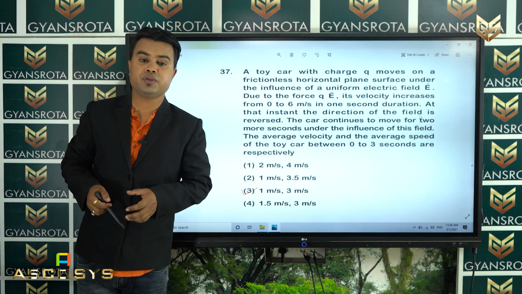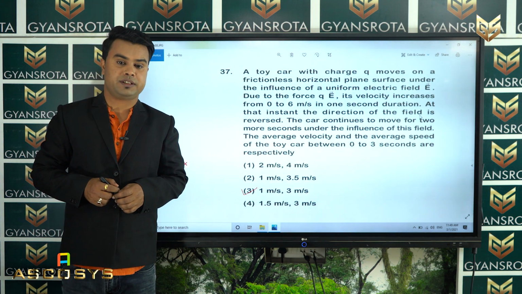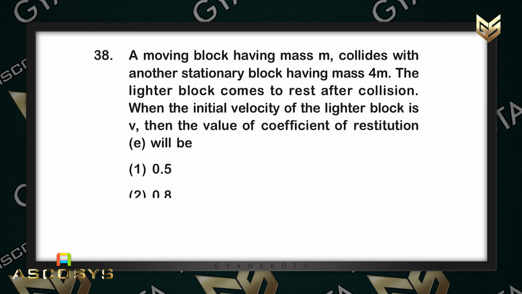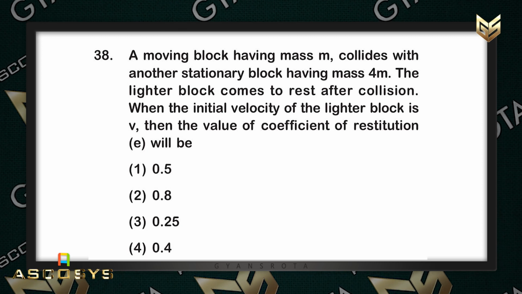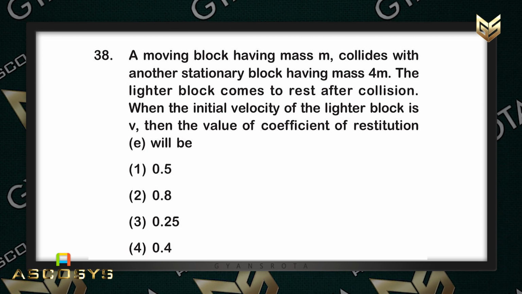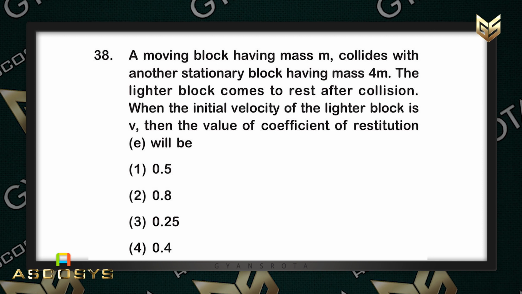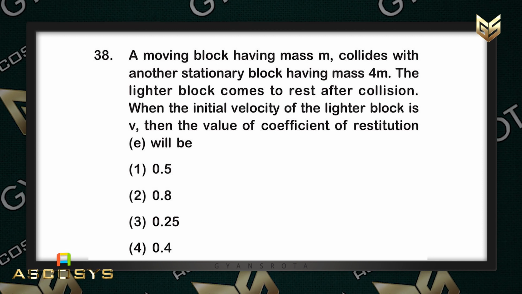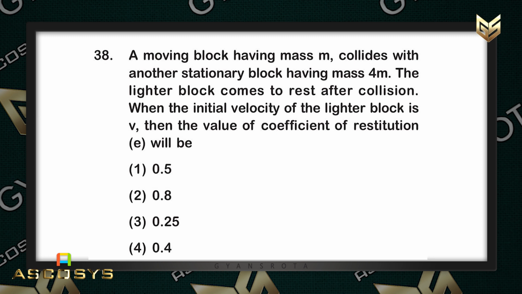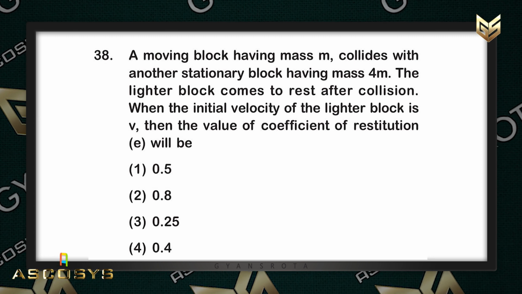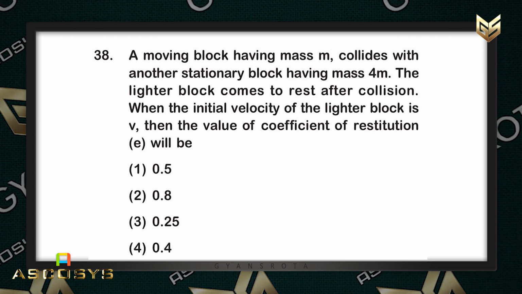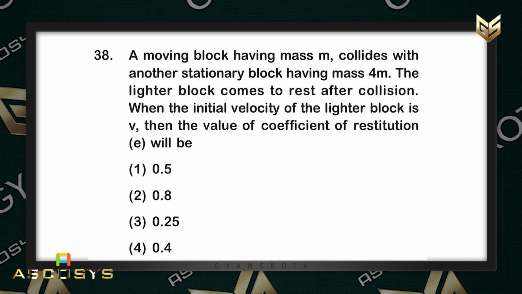Now let us move to the next question, that is question number 38. A moving block having mass m collides with a stationary block having mass 4m. The lighter block comes to rest after the collision. When the initial velocity of the lighter block is v, then the value of the coefficient of restitution will be how much?